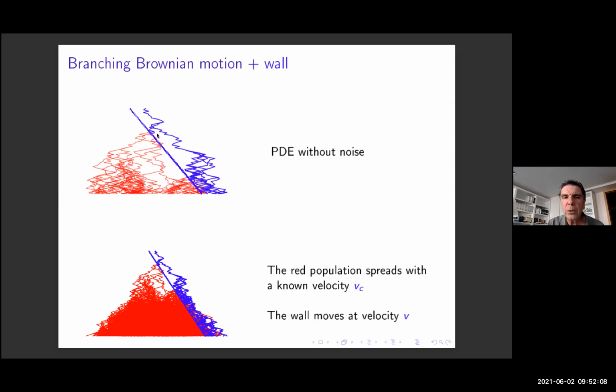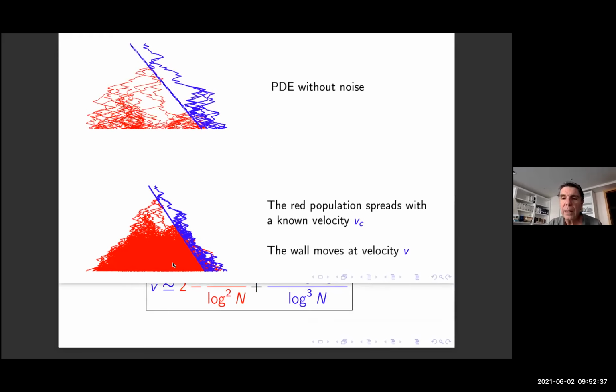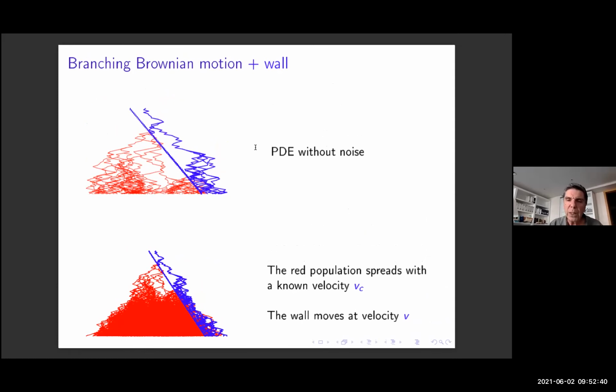So you take a branching Brownian motion. Now there is no noise, the equation has no noise, and you just eliminate all the particles which cross a wall moving at the velocity v. So this is the wall here, and the survivors are these blue particles. So the red would be the full branching Brownian motion, but this is the blue part. So after a while, this is the population. And then the branching Brownian motion by itself would move at a velocity vc, and the wall moves at a certain velocity v.